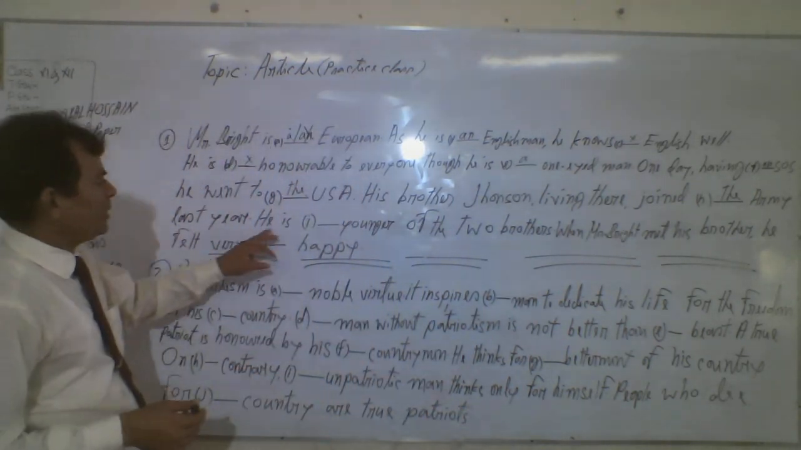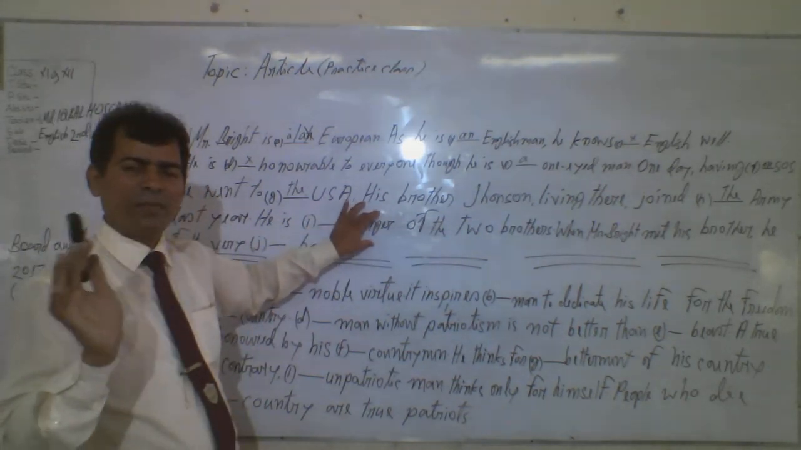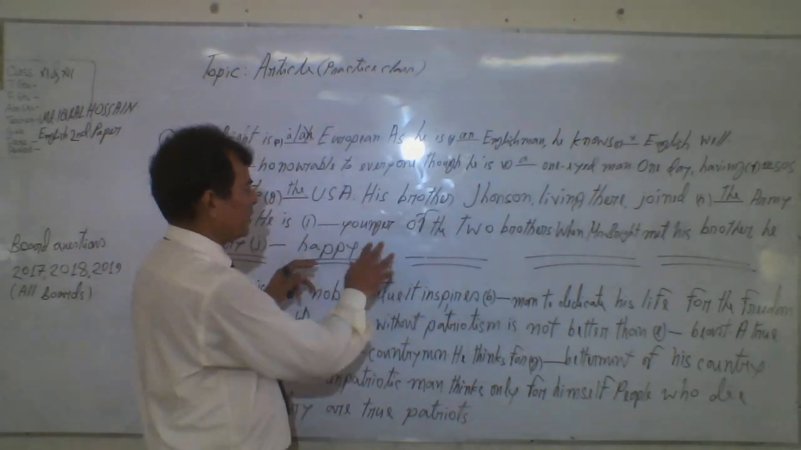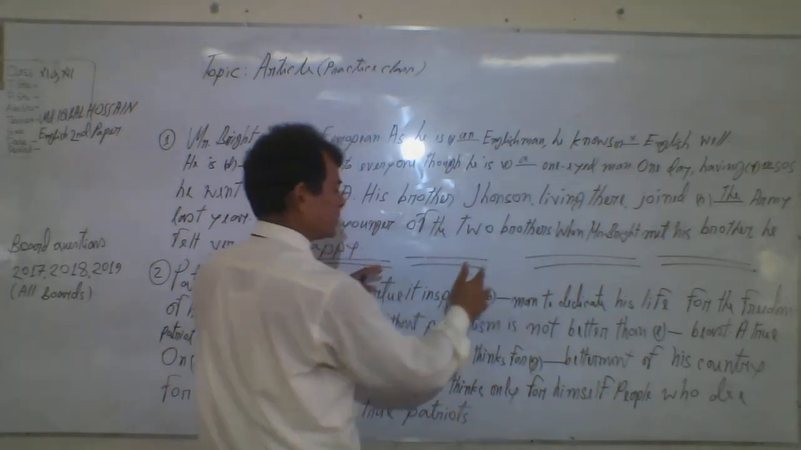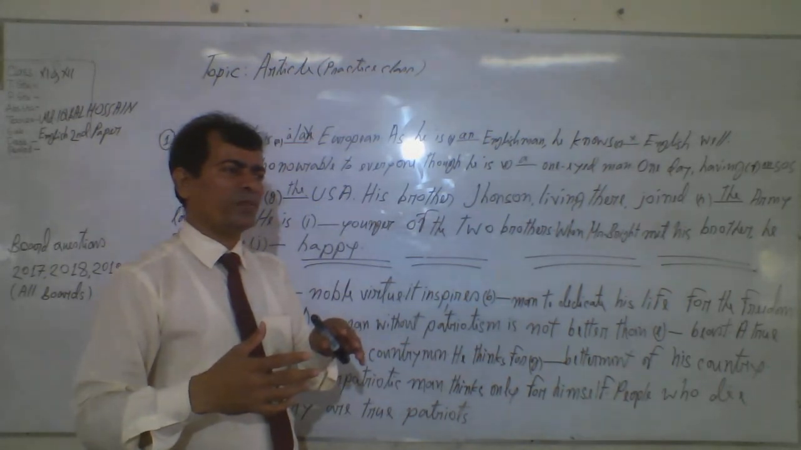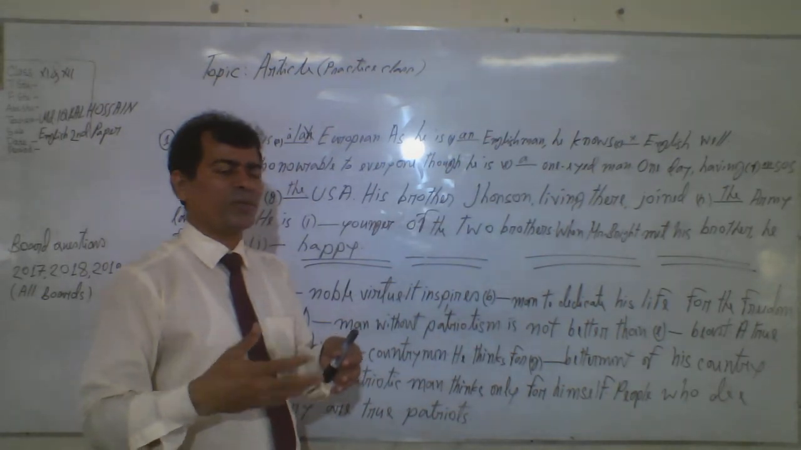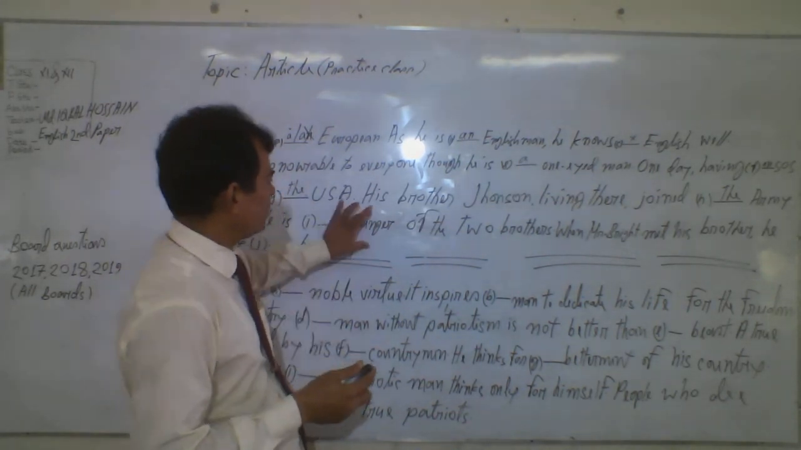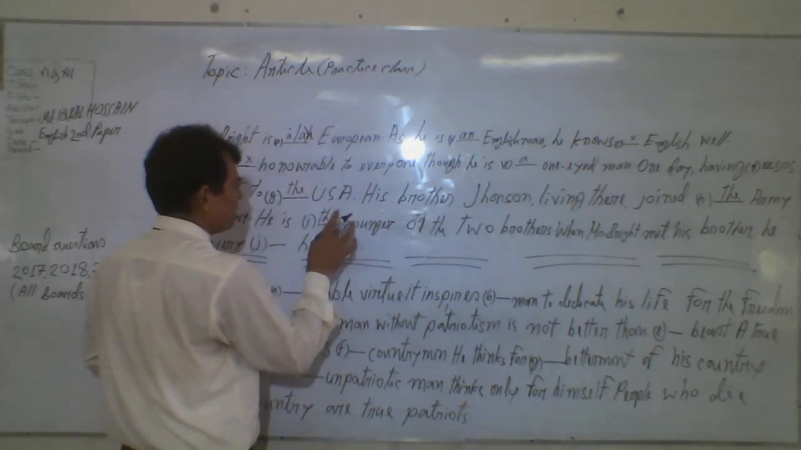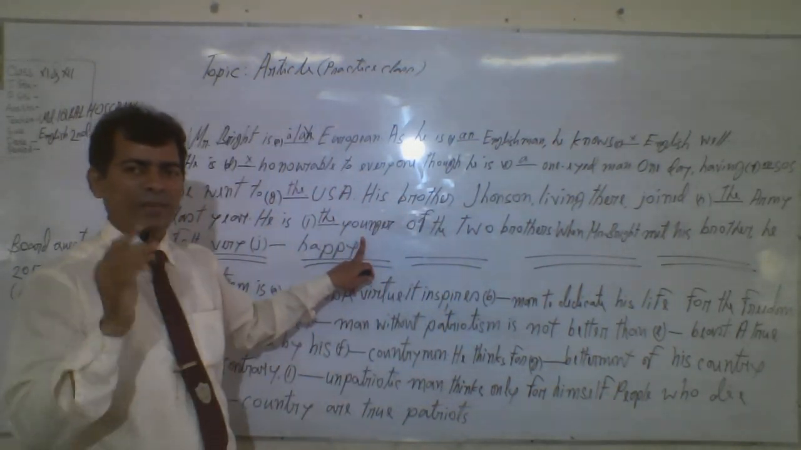Last thing, he's the younger of the two. In comparative degree, we never use a definite article. But when the usage is of the two brothers, for example, Sumi is the more beautiful of the two sisters, Hassan is the taller of the two brothers, if the usage is like that, I must use "the" here, even though it is a comparative. Remember that.